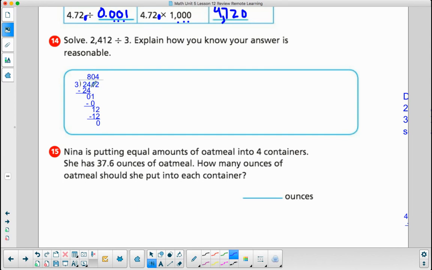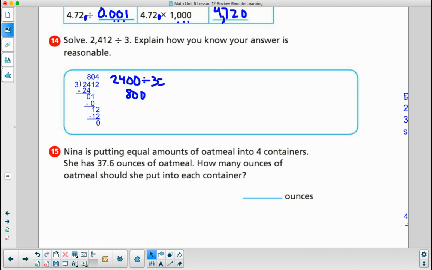Well, 2,412. The 24 is actually divisible by 3. That's 8, right? So I'm just going to round 2,412 to 24, or 2,400. And that's easy to divide by 3, which is 800. And since 800 is close to my 804 that I got, my 804 is reasonable.